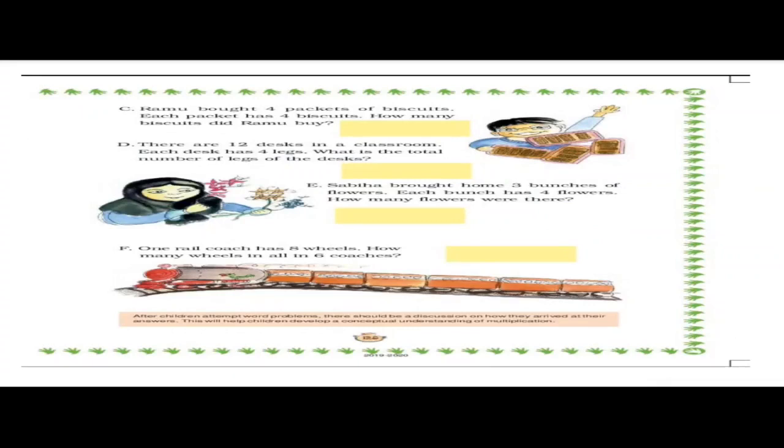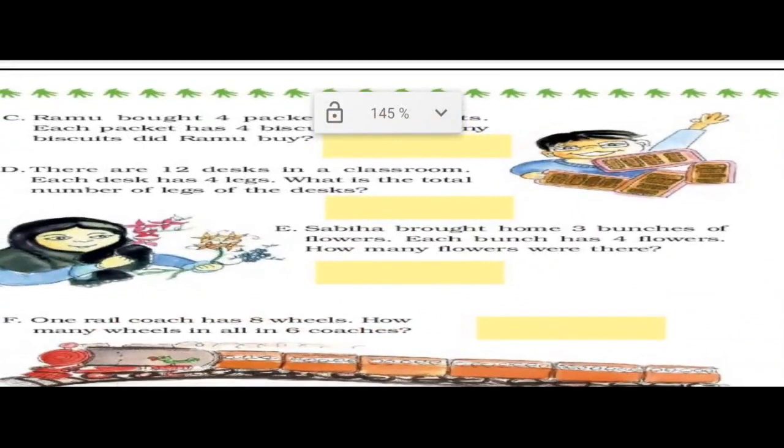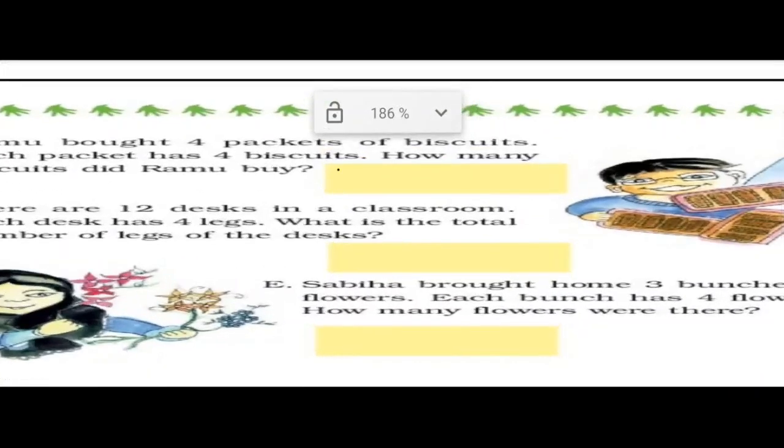Now let us go to the word problem from this chapter. Ramu bought 4 packets of biscuits. Each packet has 4 biscuits. How many biscuits does Ramu buy? So there are 4 packets of biscuits, and how many biscuits does each packet have? Each packet has 4 biscuits. So how many biscuits? 4 4s are 16. You will write 16 biscuits.